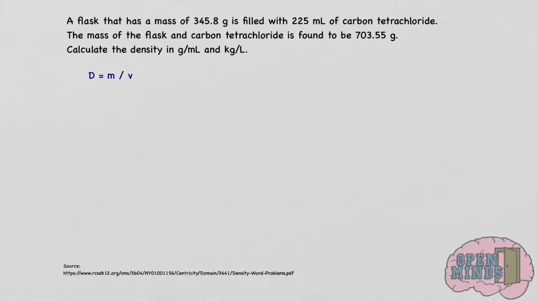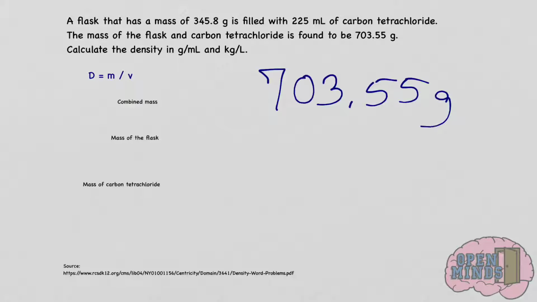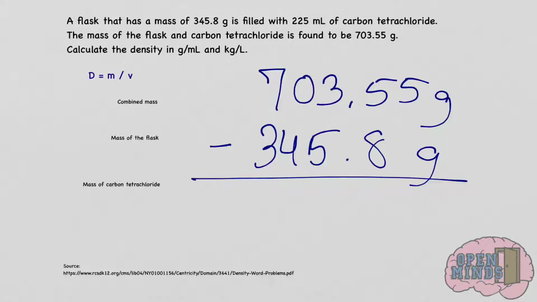To find the mass of carbon tetrachloride, we must first subtract the mass of the flask from the combined mass of both the flask and carbon tetrachloride. The combined mass is 703.55 grams. The mass of the flask is 345.8 grams. Always remember to keep your decimal lined up.